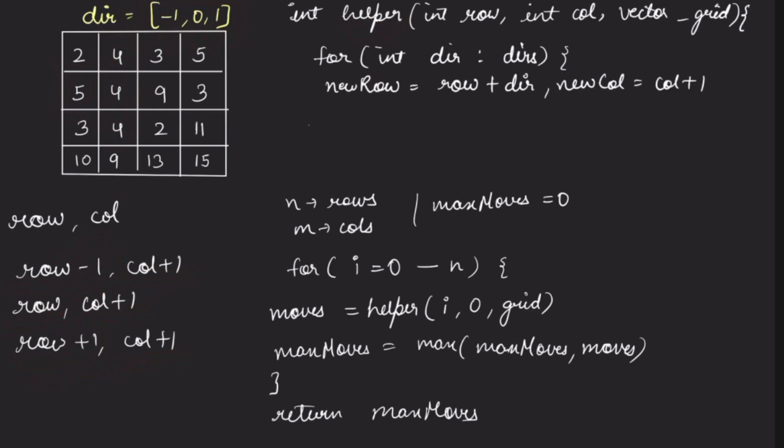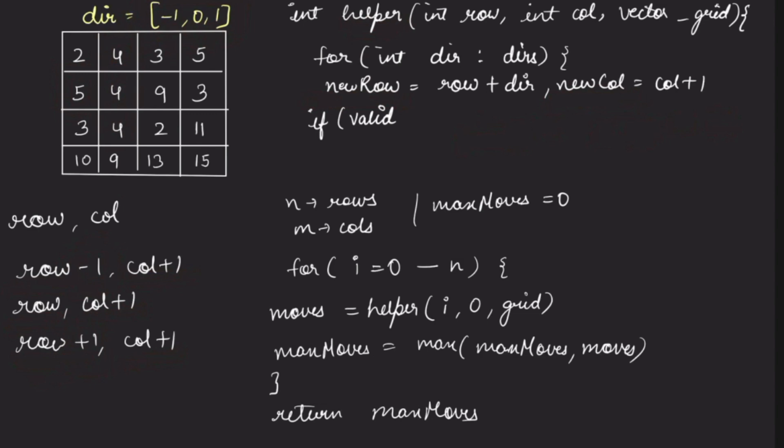Now you can check whether this is a valid combination, if this new row and new column are valid or not. Now, how are we saying is it valid or not? If this new row and new column are within the range of the grid, meaning new row is greater than or equal to 0 and it is less than the number of rows, right? And then this new column is greater than or equal to 0 and it is less than the number of columns, right?